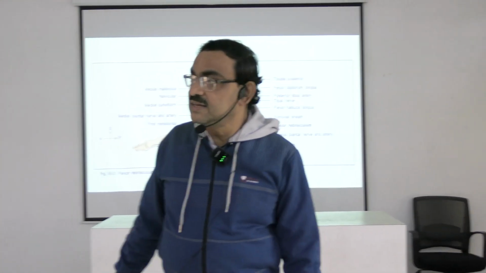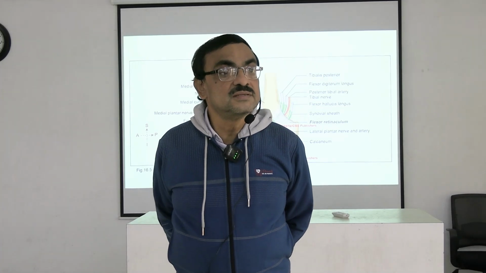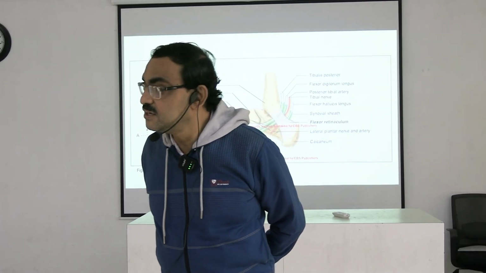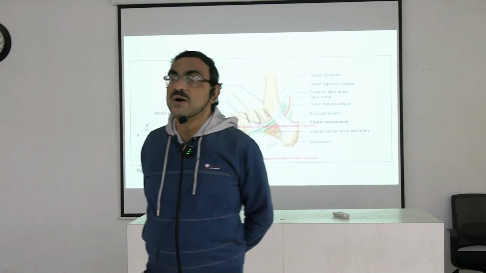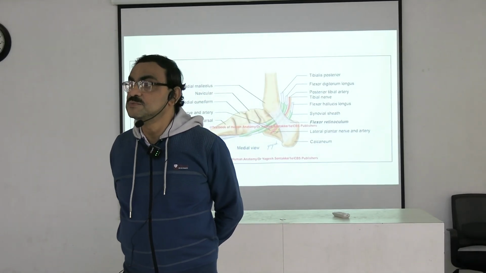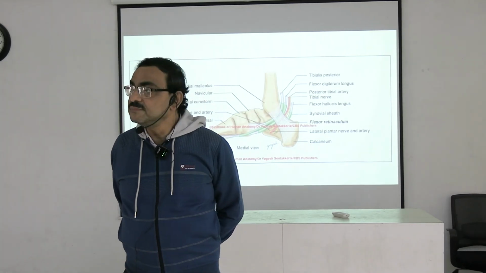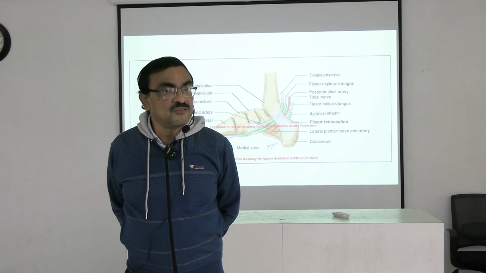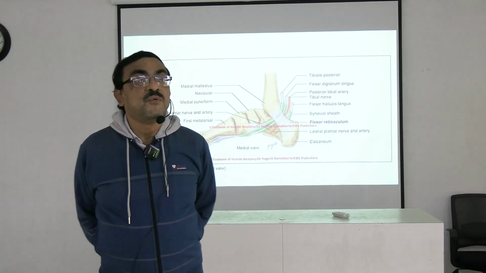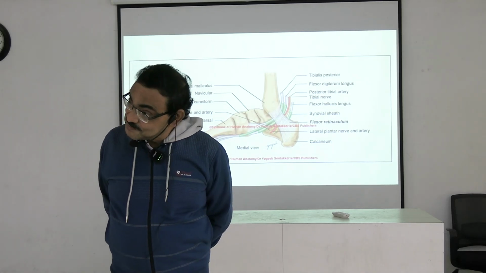So these are the structures that pass through this port. This port is actually nothing but the flexor retinaculum. We have opened that one to show these structures from medial to lateral. They are tibialis posterior, tendon of tibialis posterior, then tendon of flexor digitorum longus, then posterior tibial vessels. Vessels means vein and artery.